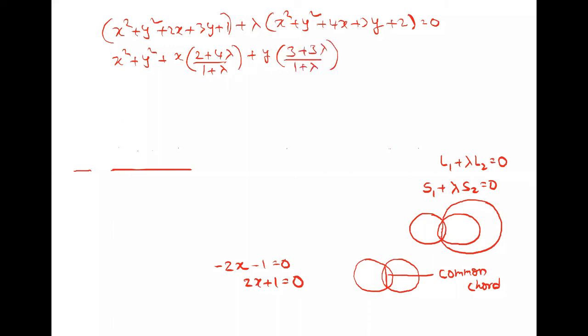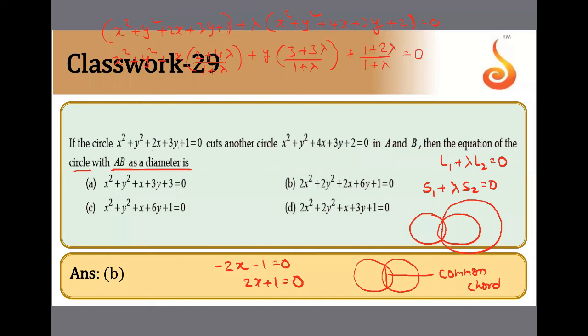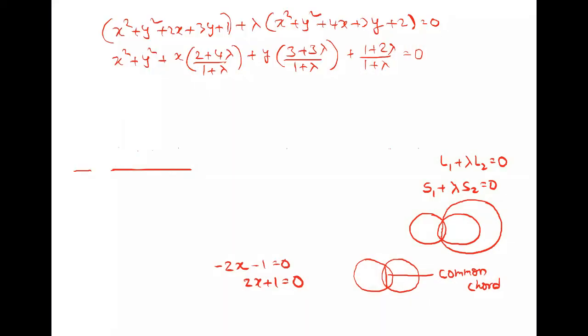I'm just rearranging, that's all. I've not done anything new. Plus (1 plus 2 lambda) by (1 plus lambda) equal to 0. Any doubt? The circle equations are x square plus 2x plus 3y plus 1, and x square plus 4x plus 3y plus 2. Clear? What are the coordinates of the center?